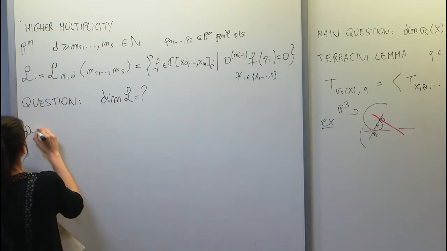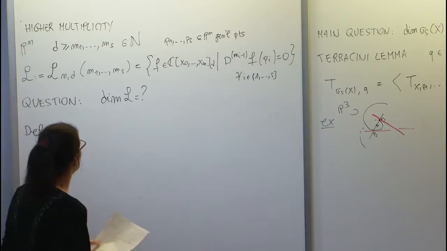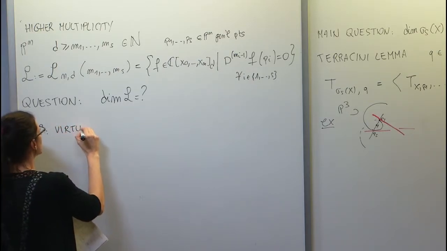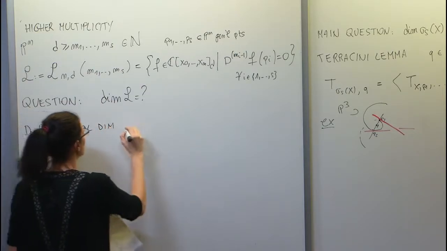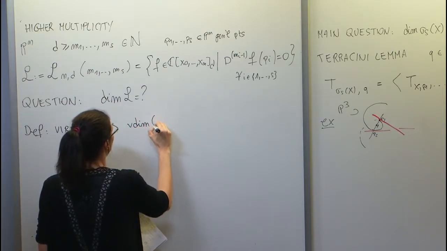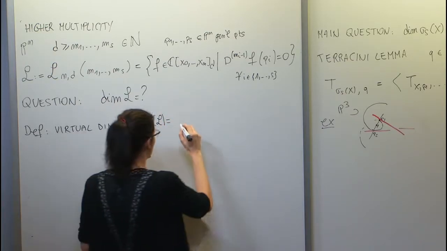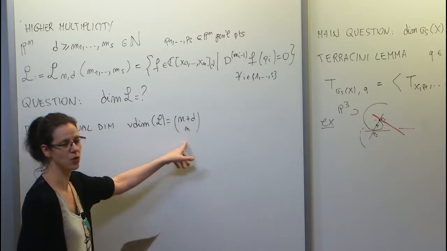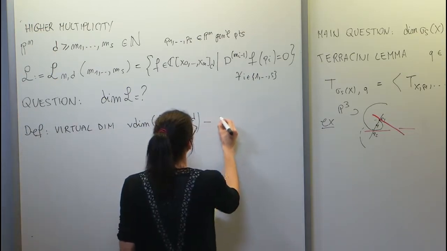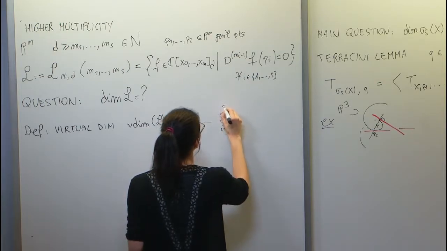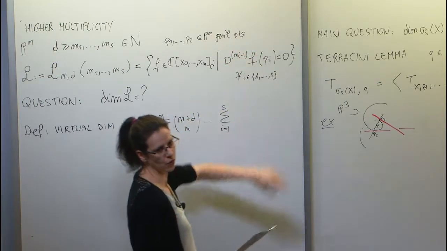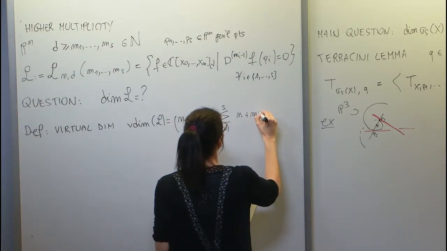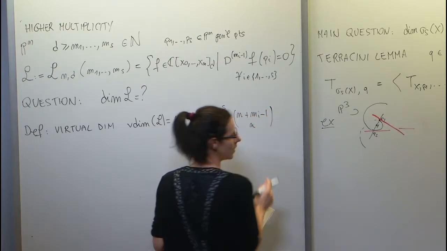So this actually gives a lower bound to this answer, and that's what we call the virtual dimension, denoted by the dim of L. That's just the difference between the number of homogeneous polynomials of degree d, n plus d choose n, minus, and then for every point I want that all the derivations of order mi minus 1 vanish. So how many conditions do I have? N plus mi minus 1 choose n.